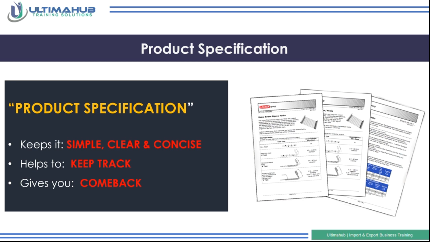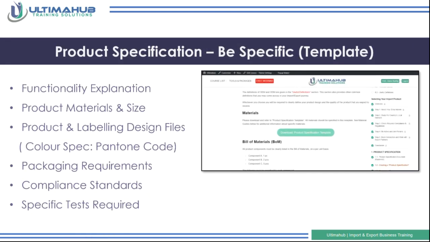So we give you a template, basically. We will actually give you a downloadable product specification template, as you can see there. It gives the functionality explanation, the product materials and size and dimensions, the labeling, the packaging, the compliance, and also the specific tests that are going to be required.